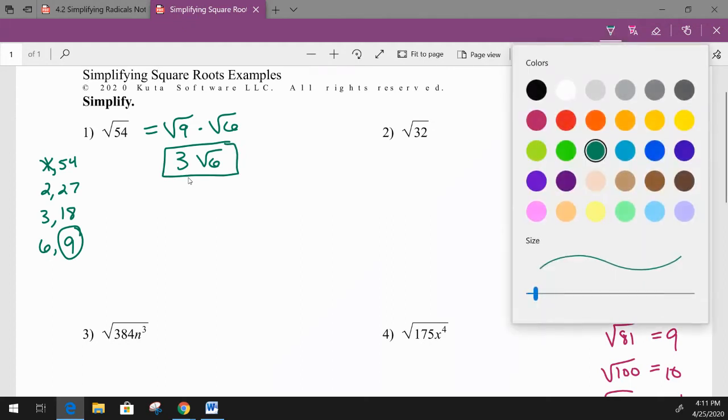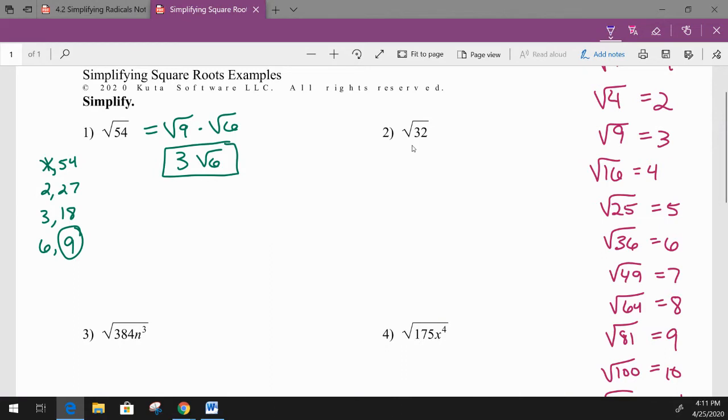Our next example is 32. So again, I'm going to use the same approach. 32 is kind of a small number, so I can list the factors of 32, 1 and 32, 2 and 16, 3 does not go into it, 4 goes into it 8 times, 5 does not go into it, 6 nor 7, but I do have 8 already on the other side. So these are all of the factors of 32.